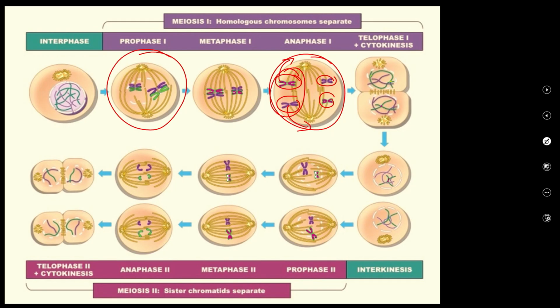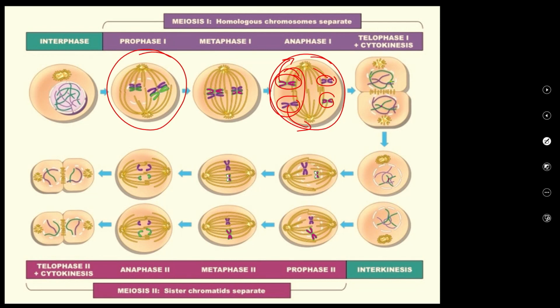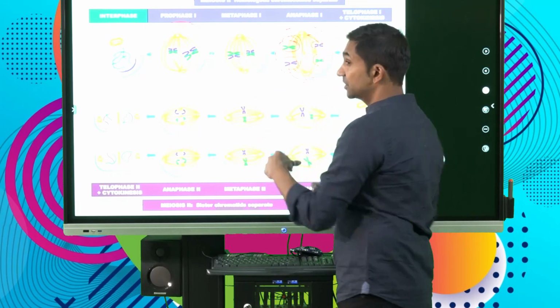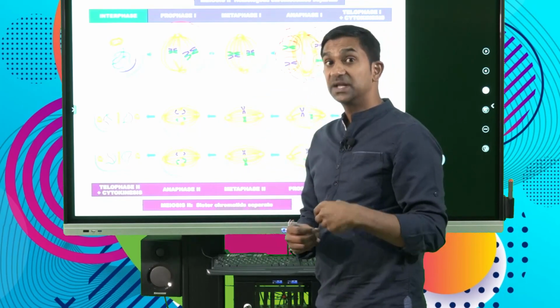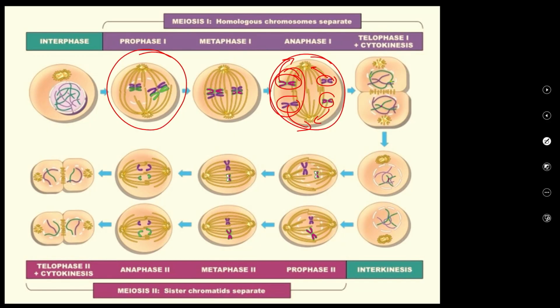Or maternal, paternal separate out independently from the other pairs. When we look at this pair, the purple moved to the one side and the green to the opposite side. So each pair of chromosomes separates out independent from the other, and that combination creates more variation in the gametes that are produced. So what we recognize is that variation happens during prophase 1.